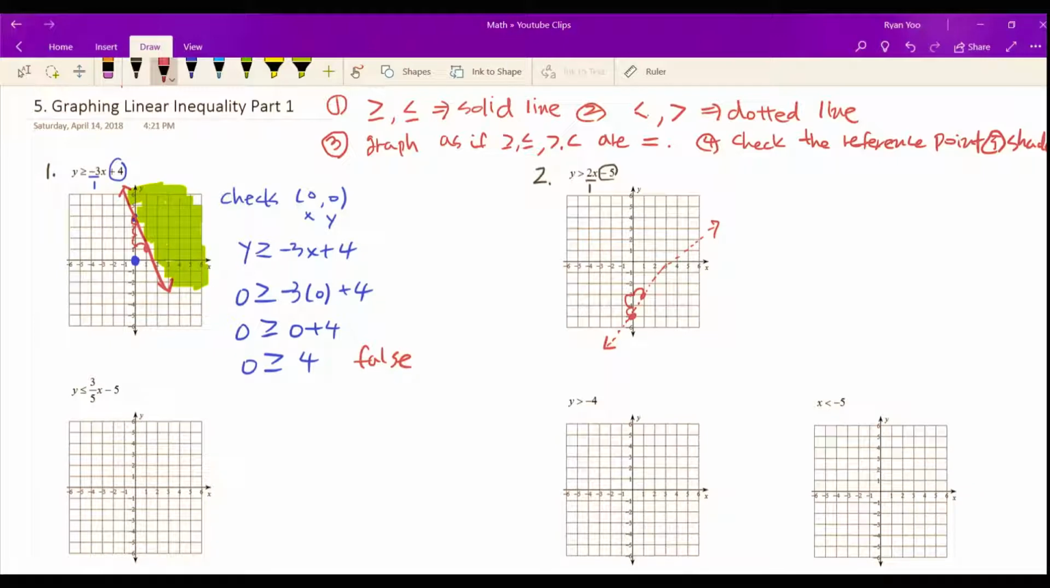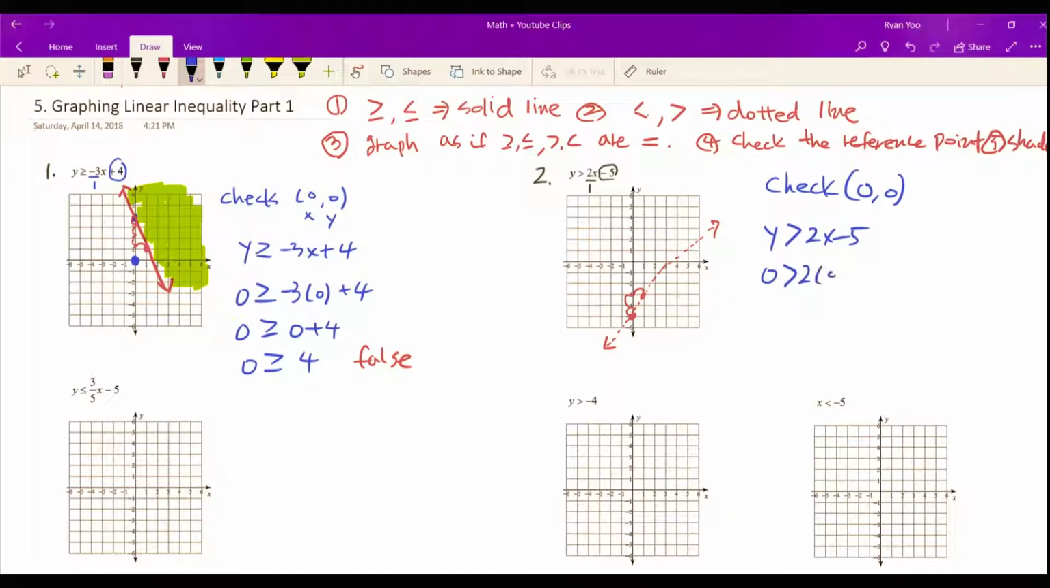Okay, we've done graphing, but we need to check the point and shade. So I'm going to check the point, check 0, 0 as our reference point. So y greater than 2x minus 5. Instead of y, I'm going to put 0.